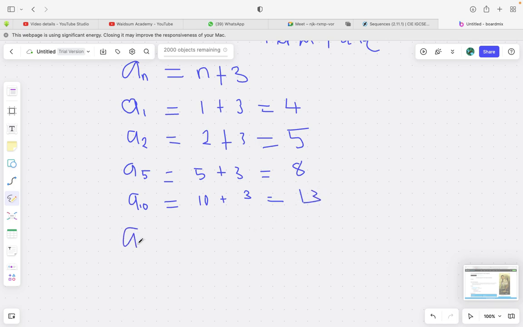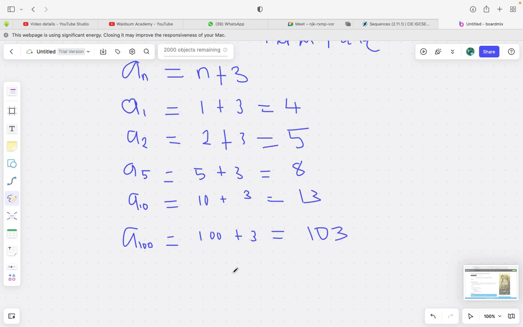Now, let's say I want the 100th term. What will it be? So you can find any term. You say 100 plus 3, because it's position 100, right? 100 plus 3. That will be 103. That's the value of the term you will find there, right?